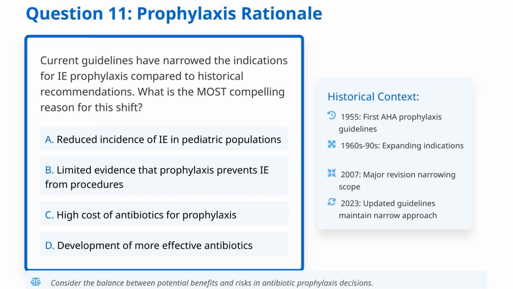Question 11. Current guidelines have narrowed the indications for infective endocarditis prophylaxis compared to historical recommendations. What is the most compelling reason for this shift? The options are A. Reduced incidence of infective endocarditis in pediatric populations. B. Limited evidence that prophylaxis prevents infective endocarditis from procedures. C. High cost of antibiotics for prophylaxis. Or D. Development of more effective antibiotics.